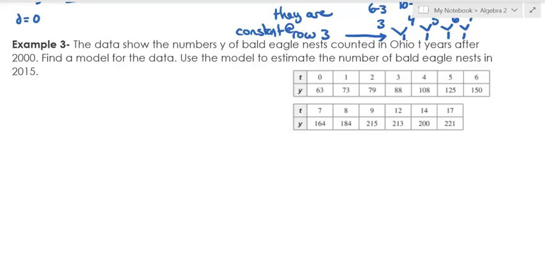Okay, in example 3, it says the data shows the numbers of bald eagle nests counted in Ohio T years after 2000. Find a model for the data. Use that model to estimate the number of bald eagle nests in 2015.